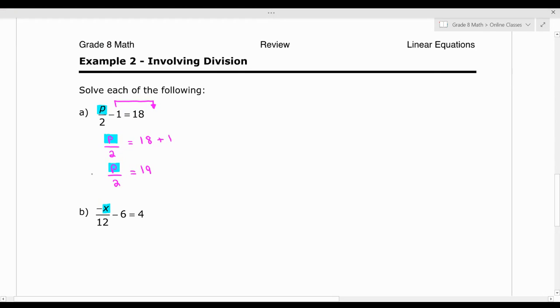Okay, well hopefully you realize right here, again, those were questions that we practiced last lesson. So this time, if you are dividing it by 2, to undo that division by 2, I'm going to multiply this side by 2. These will cancel out. Whatever you do to one side, you have to balance on your equation. So times that by 2. And we would say that p is equal to 38.